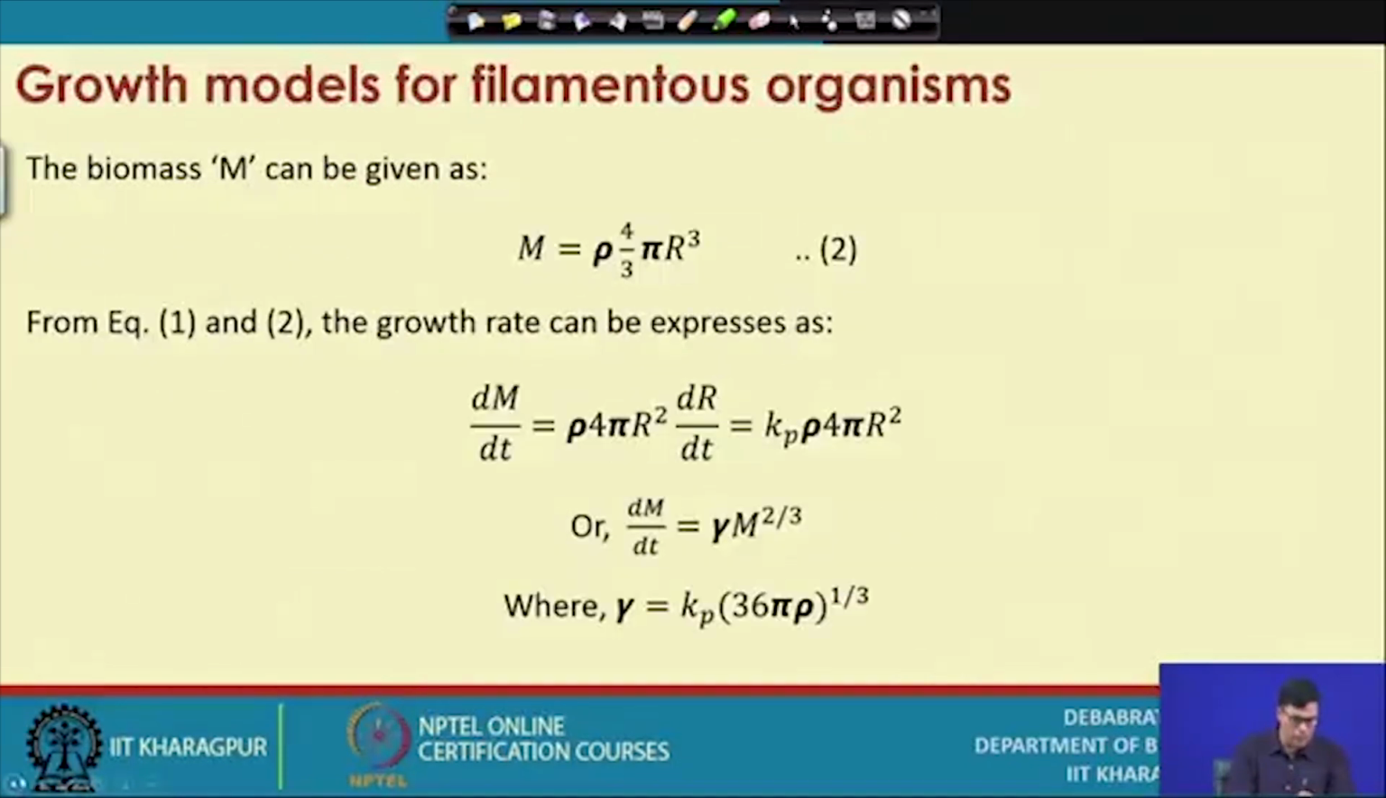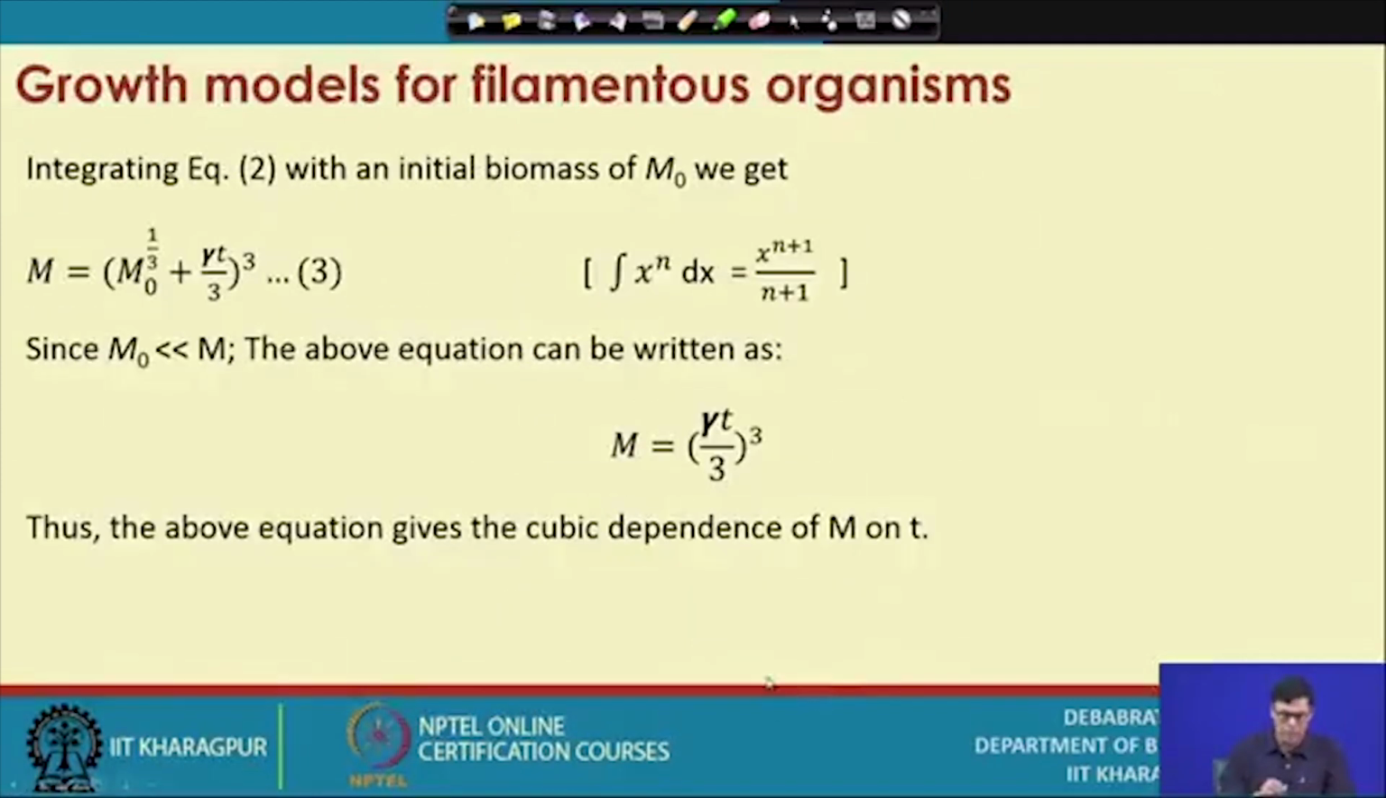Then if you go here, this is dm by dt equal to m to the power 2 by 3. Am I right? Now if you integrate this, we will get this form. This is m to the power 1 by 3 equal to m0 to the power 1 by 3 plus gamma t by 3, the whole to the power 3.